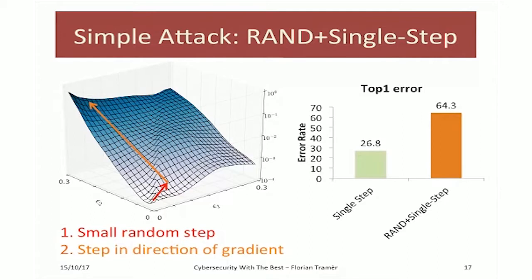Suddenly, you again get a much higher error rate, and so it seems that the adversarial training here is really overfit to a very specific type of attack, and isn't really robust as soon as you look at attacks that are a little bit more sophisticated.